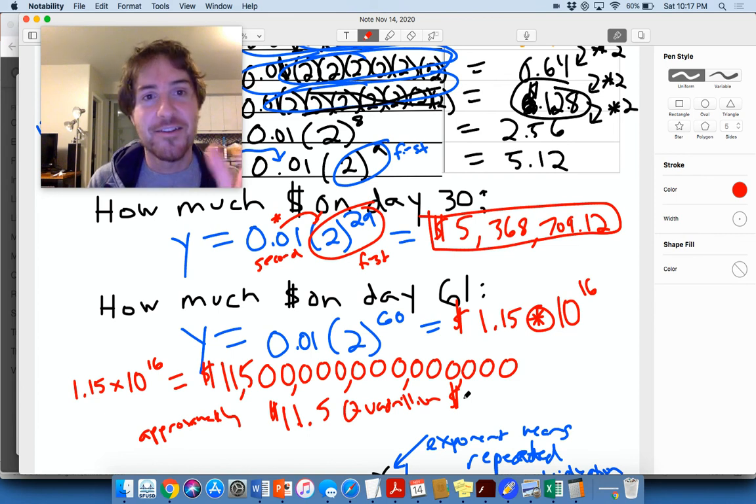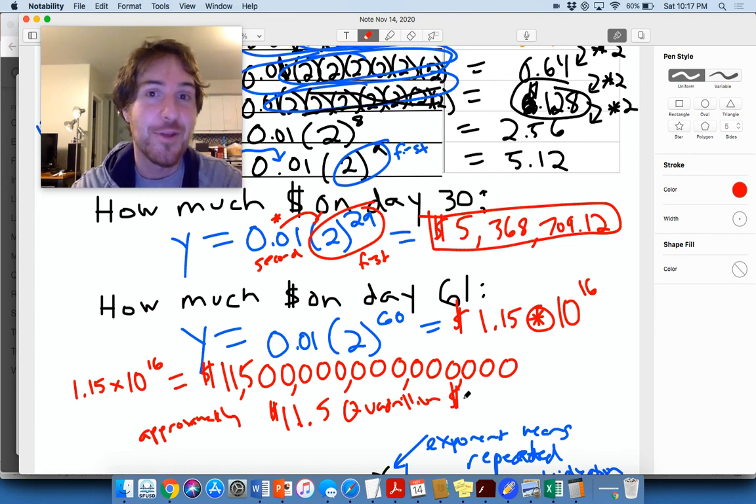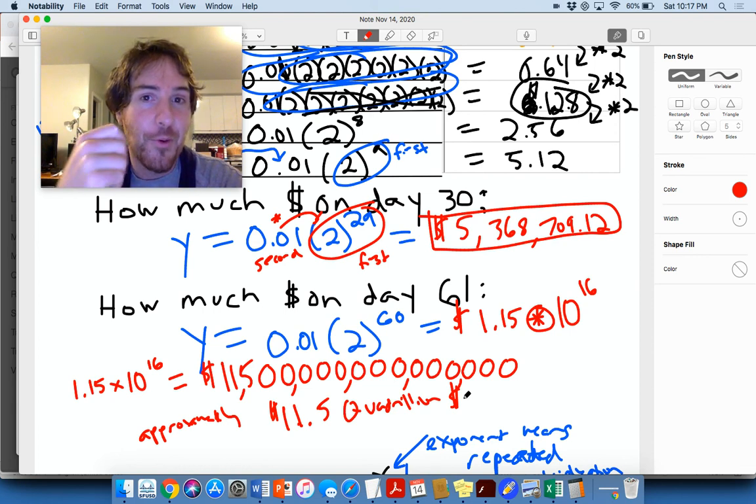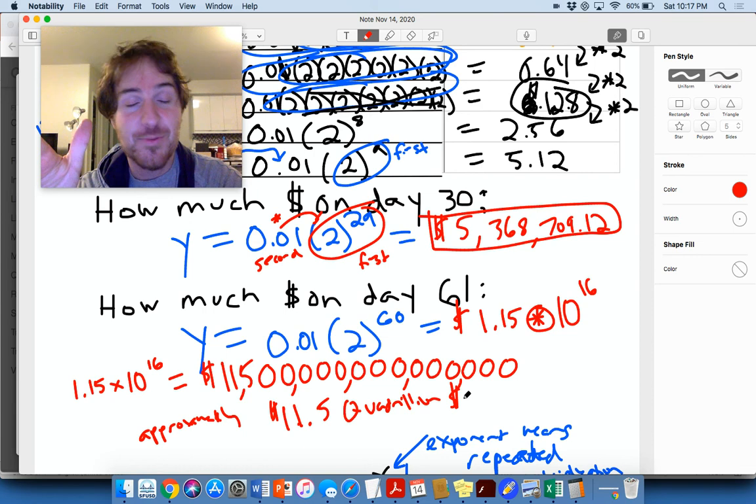So, anyways, in context this problem doesn't really make sense. You're never going to flip a coin in the air 61 times in a row and guess correctly every single time. It's just impossible. It's just not going to happen. Anyways, 11.5 quadrillion is what I get for that one. I want to look it up to make sure that is correct.